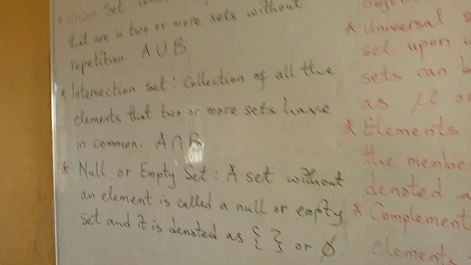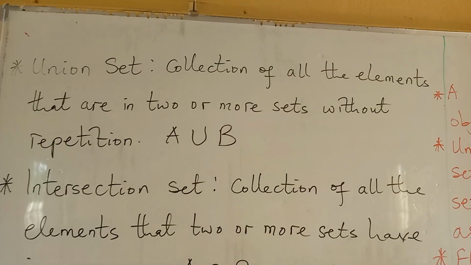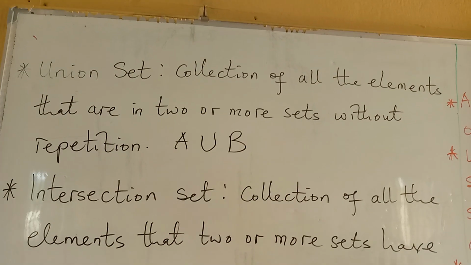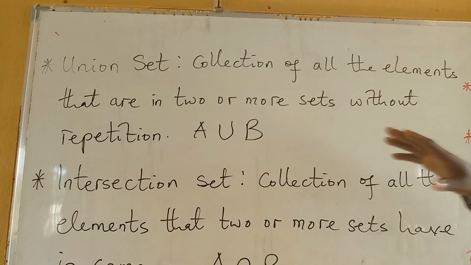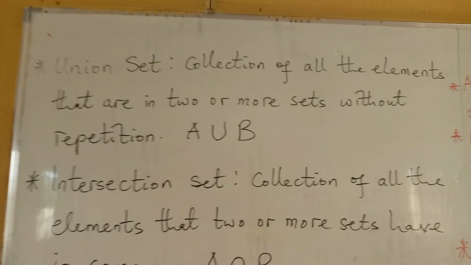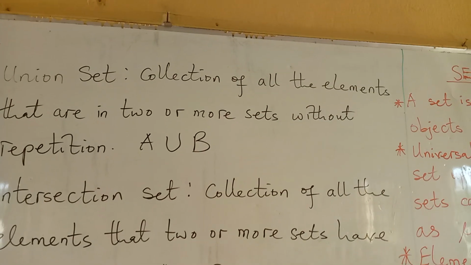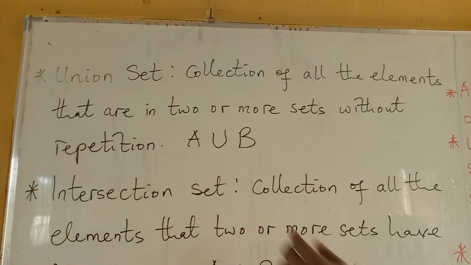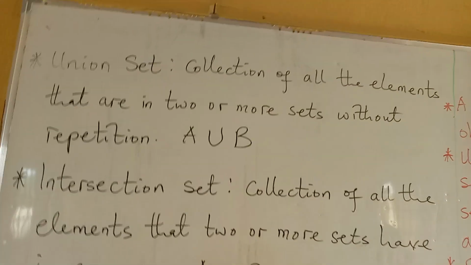All right, let's look at the next term, union set. And we are saying that union set is a collection of all the elements that are in two or more sets without repetition. And it is denoted like this: A union B. That's how to read it.